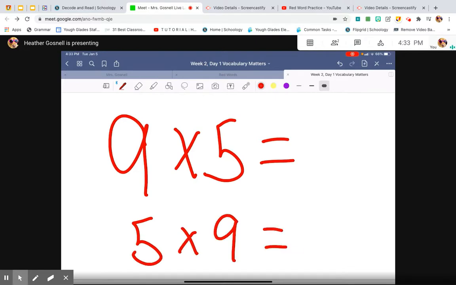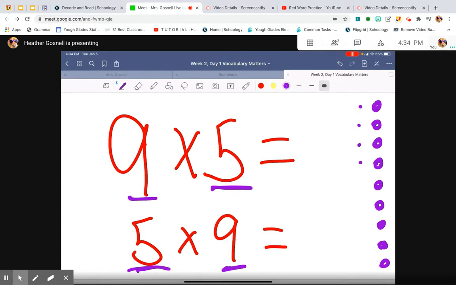What can I do? I can skip count to find the answer. I'm going to skip count by 5 because 5 is my factor. I'm going to stop my skip count at 9 when I reach 9 dots, because that is what I am multiplying 5 to. So 5, 10, 15, 20, 25, 30, 35, 40, 45. I'm going to stop. Why am I stopping? Because I reached 9. 1, 2, 3, 4, 5, 6, 7, 8, 9. That's why I stopped.